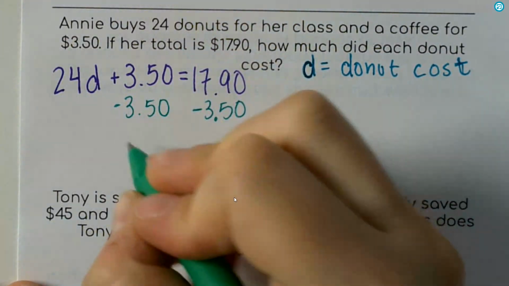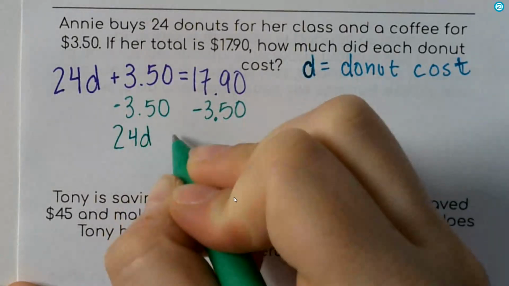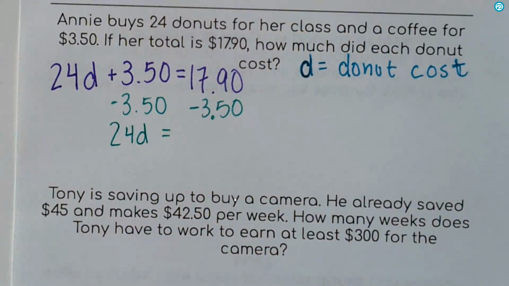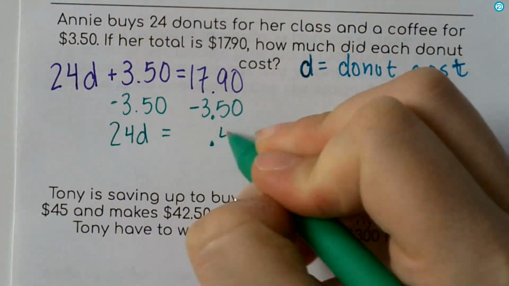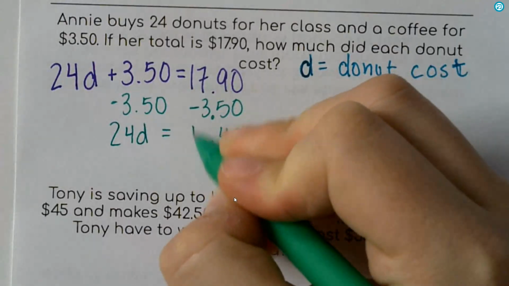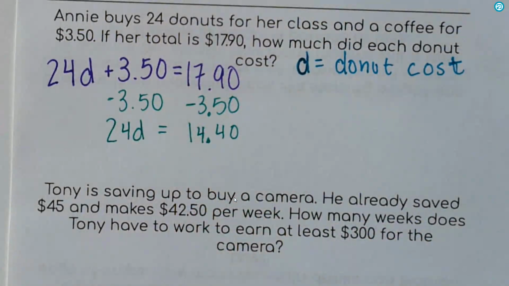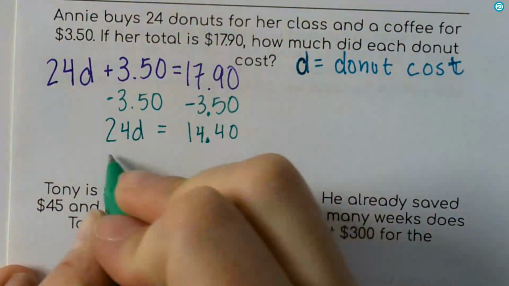I get 24 donuts equals $17.90 minus $3.50 is $14.40, because that subtracts to 40 cents, and 17 minus 3 is 14. So I've got $14.40 there. Okay, then what's the last thing I need to do? Divide by 24.